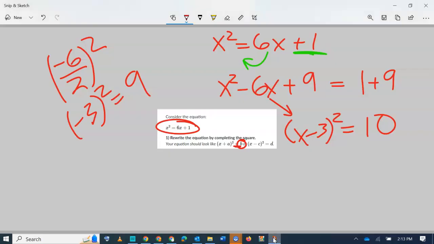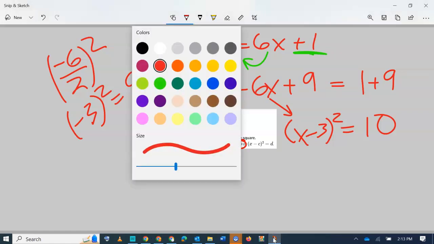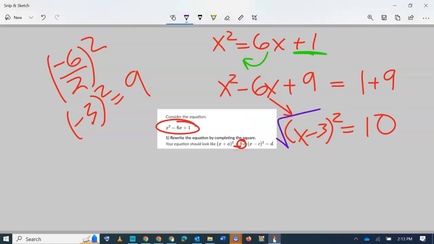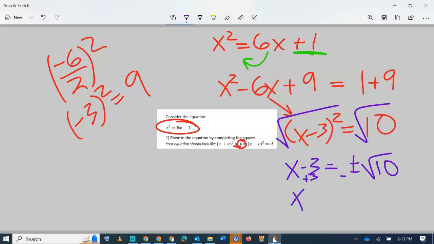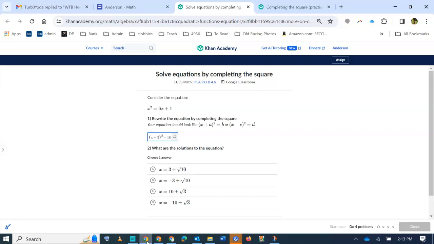The first thing we want to do is move this square to the other side. So we get x minus 3 equal to plus minus the square root of 10. And then we're going to add 3 to both sides. Plus 3 and plus 3. So x equals 3 plus minus the square root of 10.